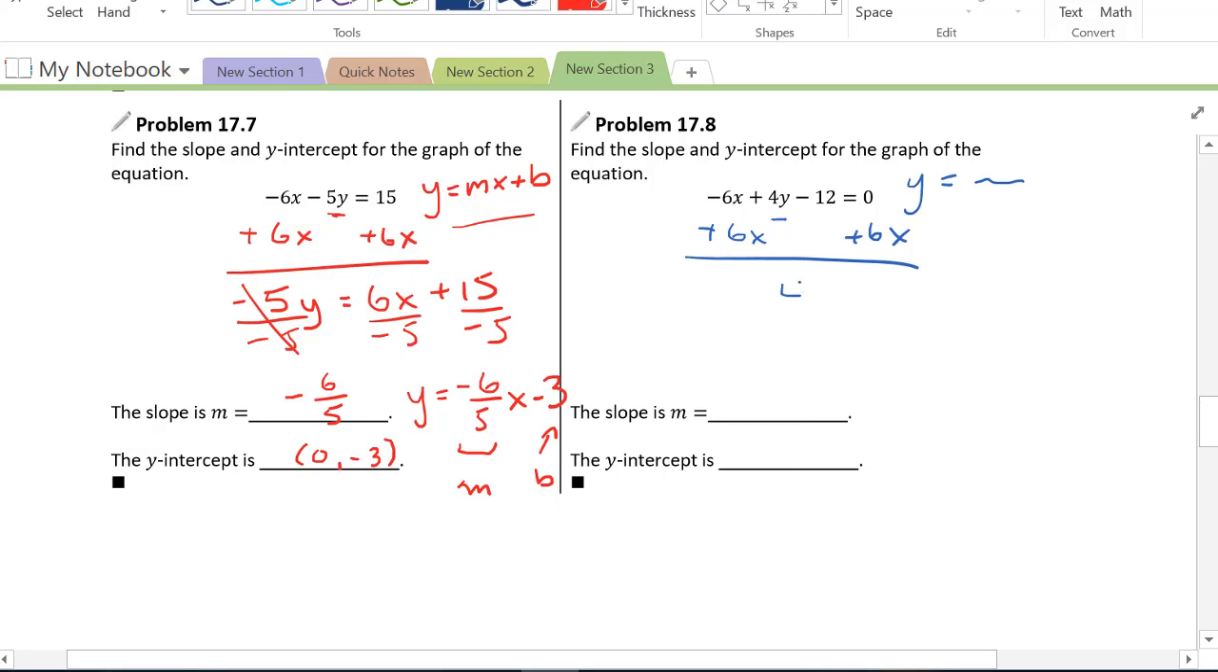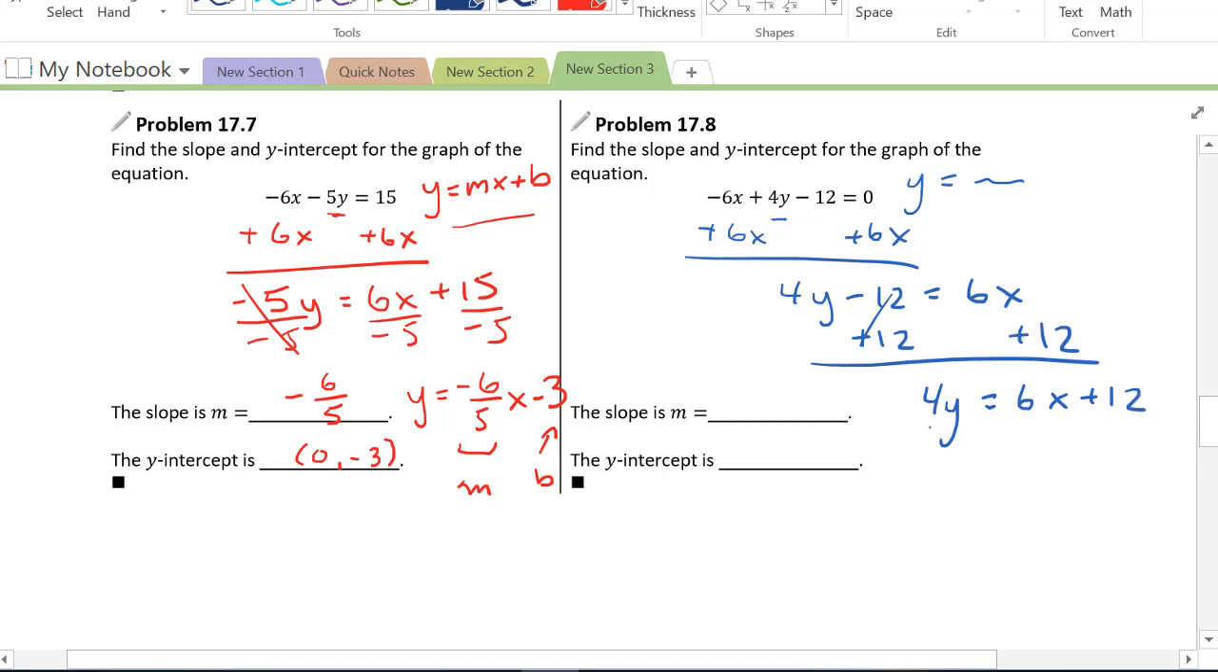So what do I get? I'm going to get 4y minus 12 equals 6x. And I got to move that 12 over, don't I? Right, so plus 12 to both sides. So I'm going to get 4y equals 6x plus 12. And divide both sides by 4. And remember, everyone gets the 4. The 4's cancel. I'm left with y equals. Pull that fraction aside. That's going to be 6 over 4x plus 12 divided by 4 is 3.